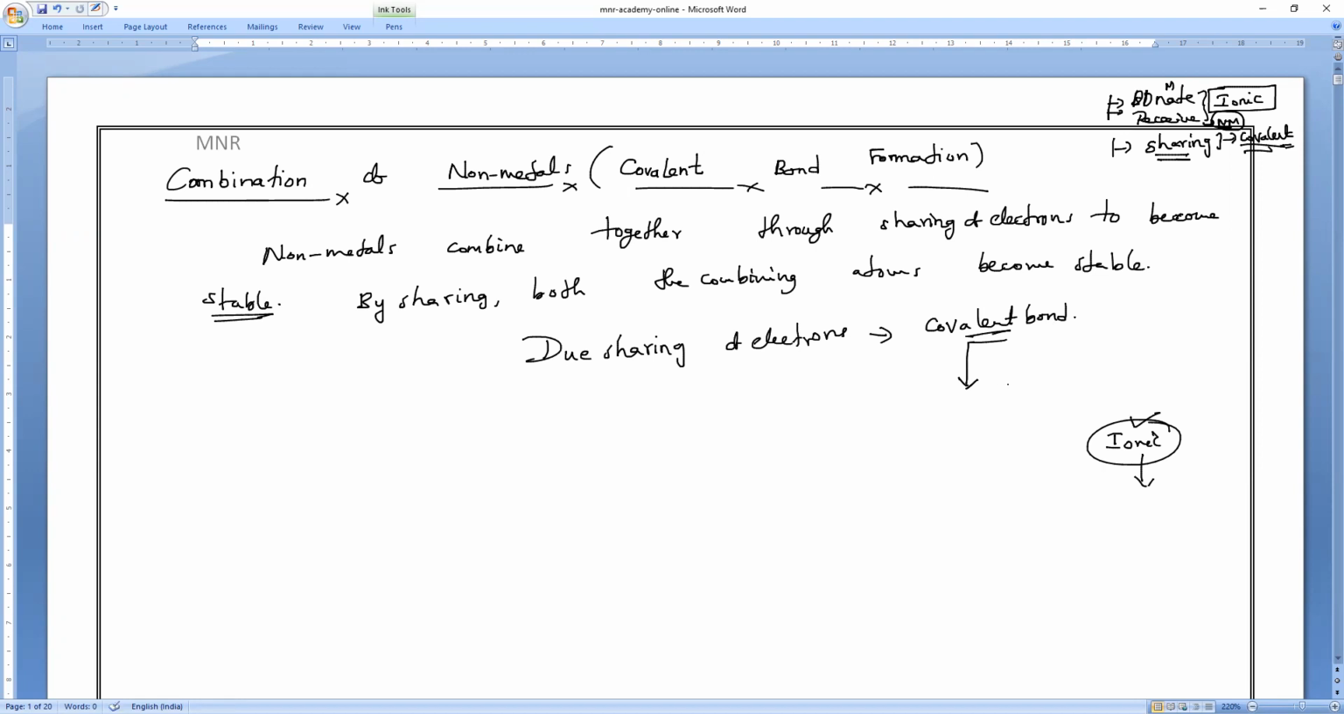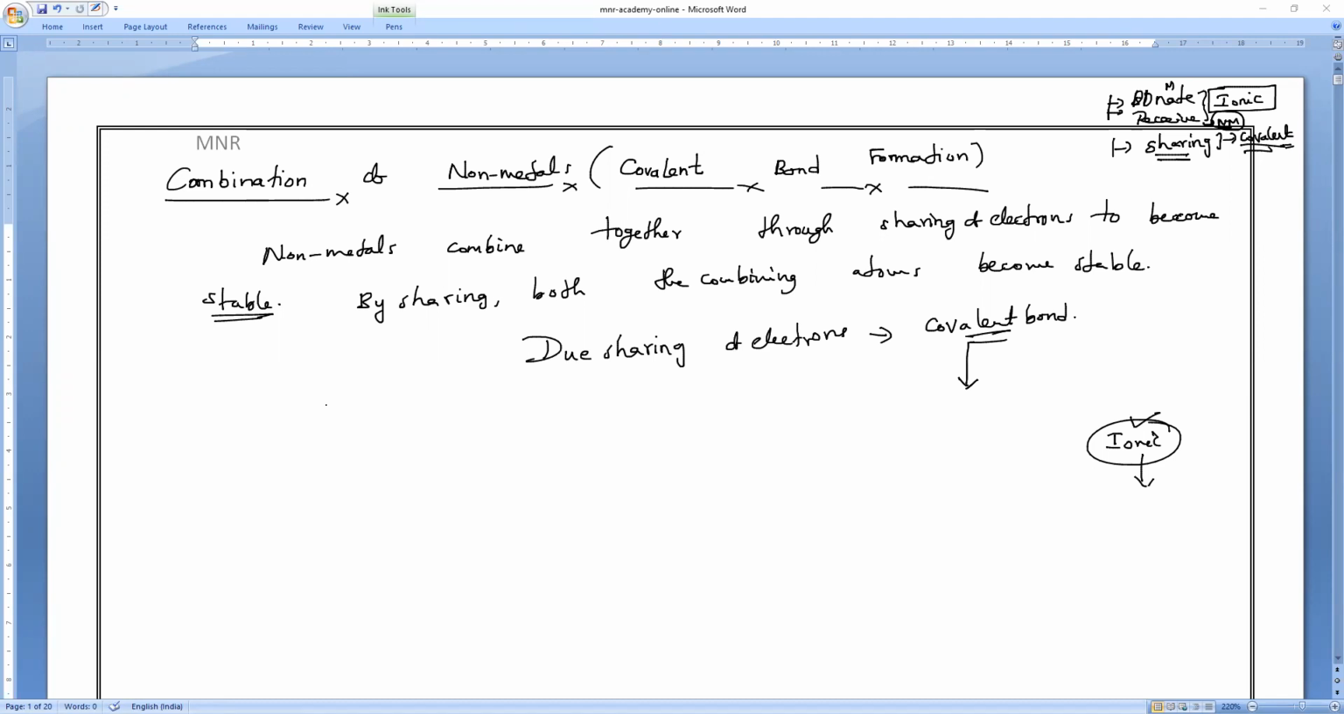So please write that point. Formation of covalent bond takes place when both the bonded atoms require electrons to achieve the stable inert gas configuration. Are you clear, everyone?